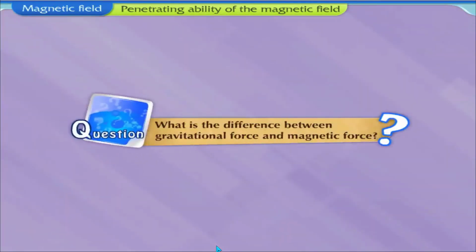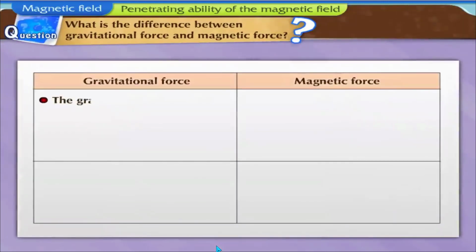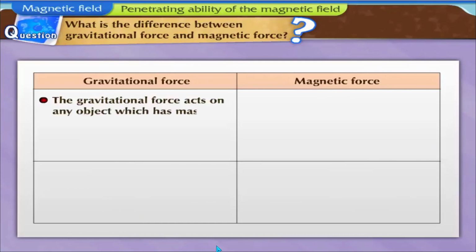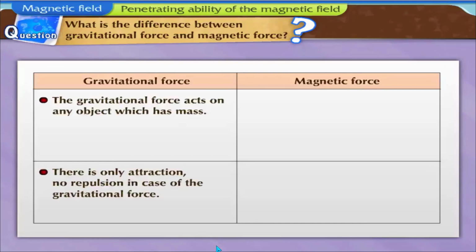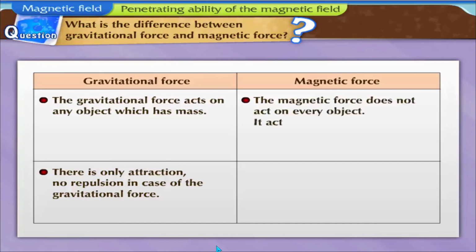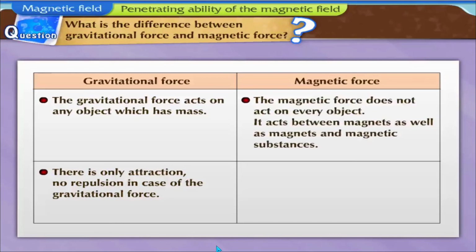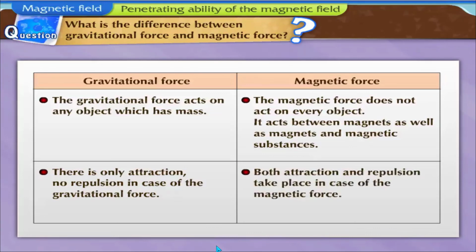Next question. What is the difference between gravitational force and magnetic force? The gravitational force acts on any object which has mass. There is only attraction, no repulsion in the case of gravitational force. The magnetic force does not act on every object. It acts between magnets as well as between magnets and magnetic substances. Both attraction and repulsion take place in the case of magnetic force. Come, after this question-answer session, let us move to the next part.